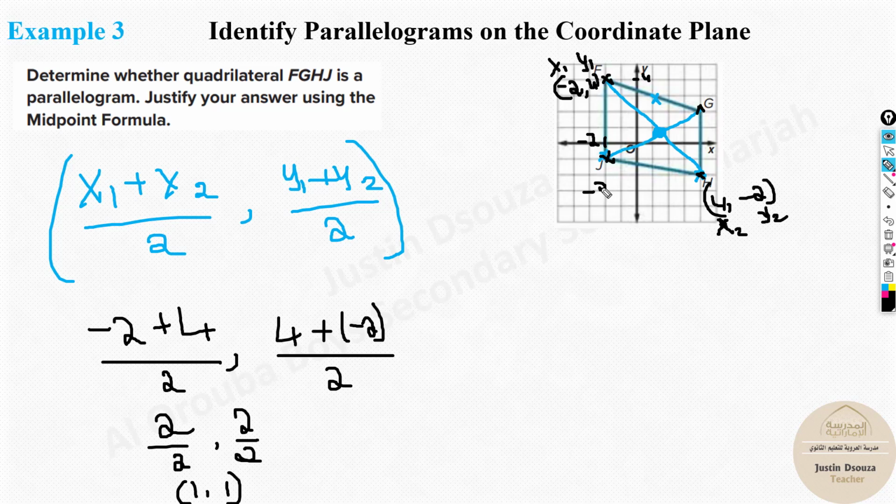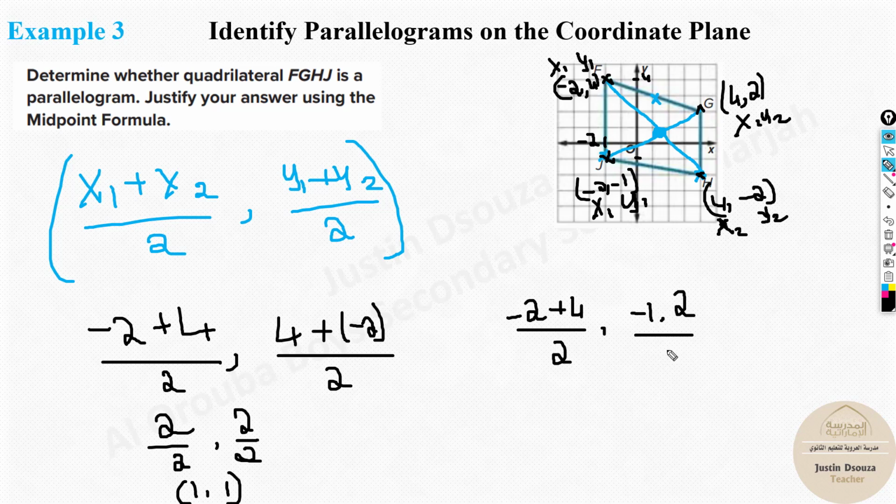So it is at -2, comma, -1. Why? Because the y value is -1. Here the x value is 4, comma, the y value is 2. Now let's put in the same midpoint formula. I'll write x1, y1, x2, y2. All you need to do is the substitution now. It would be -2 plus 4 divided by 2, comma, -1 plus 2 divided by 2.